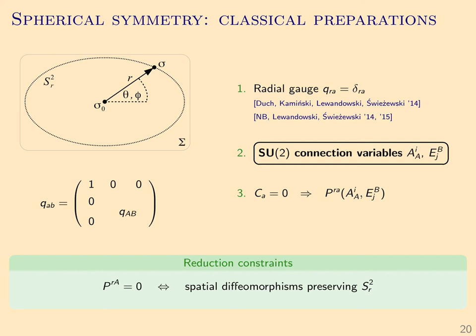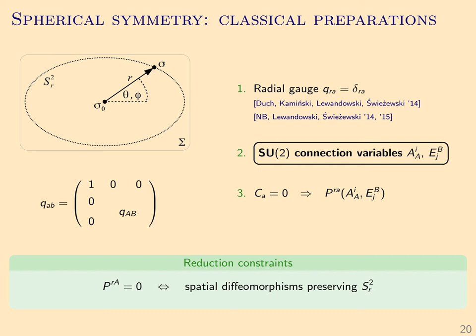Then, also as before, we need to solve our spatial diffeomorphism constraint, and here we solve it for the components P^rA, so P^rr, the P radial radial, and P radial angular. And this will then give us some expression in terms of this capital A and capital E. Then again you study reduction constraints, so you look at some suitable functions which vanish in the symmetry-reduced sector of phase space, and you easily identify that P^rA, so P radial angular, should vanish there.